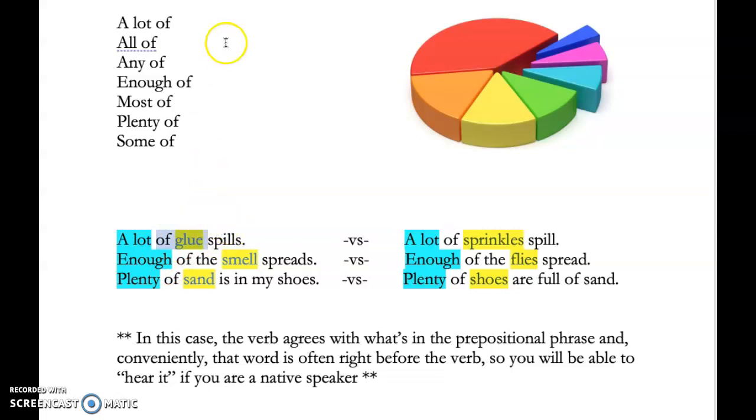Conveniently also, you'll see that in these sorts of situations, the subject of the verb that's inside the prepositional phrase will be right next to the verb. See that? See how all of these subjects are right next to the verb? So this is that situation where if you're a native speaker, it will sound right to do this correctly.